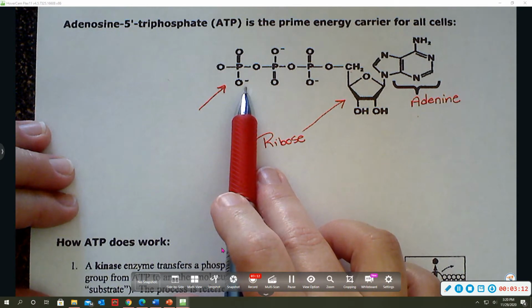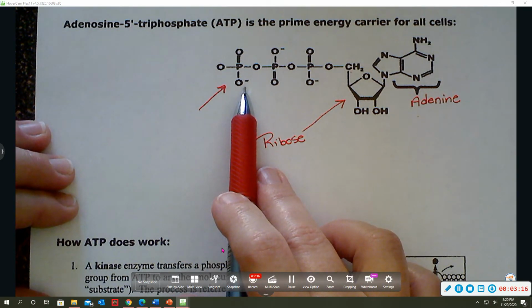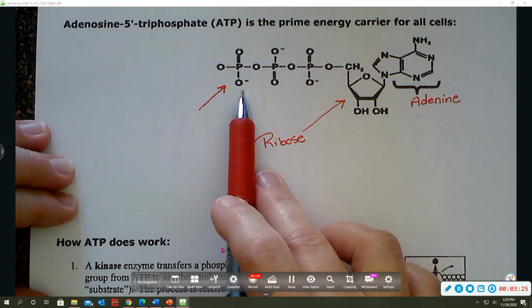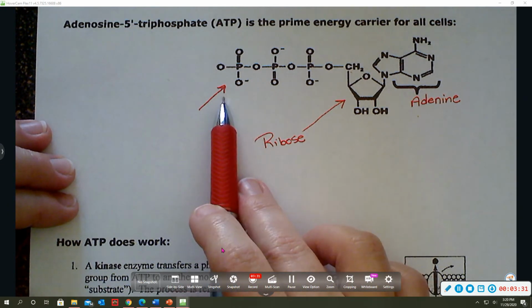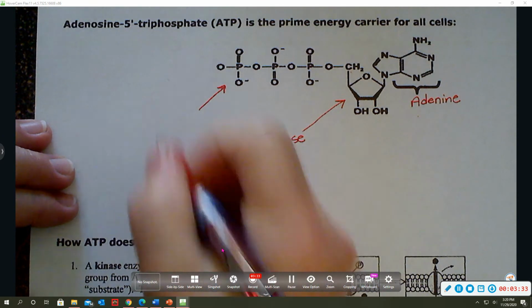That's why we have to continually make it. We can't store this stuff. It would be nice if we could, but it's too unstable. It breaks down too easily, so we can't store it. We literally have to make ATP as we go. All right, so this last phosphate group is very unstable.